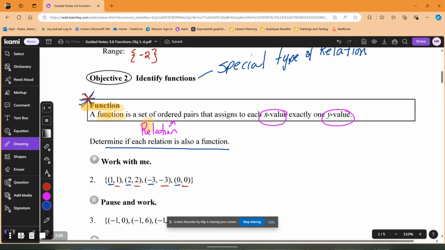Are there any repeats? So let's look at the domain, or all the x values. We've got 1, 2, -3, and 0. Normally we'd write these in order, smallest to largest, but for today's sake, what we're trying to see is if there are any repeating x's. There are no repeating x's, so number 2 is yes, it is a function.